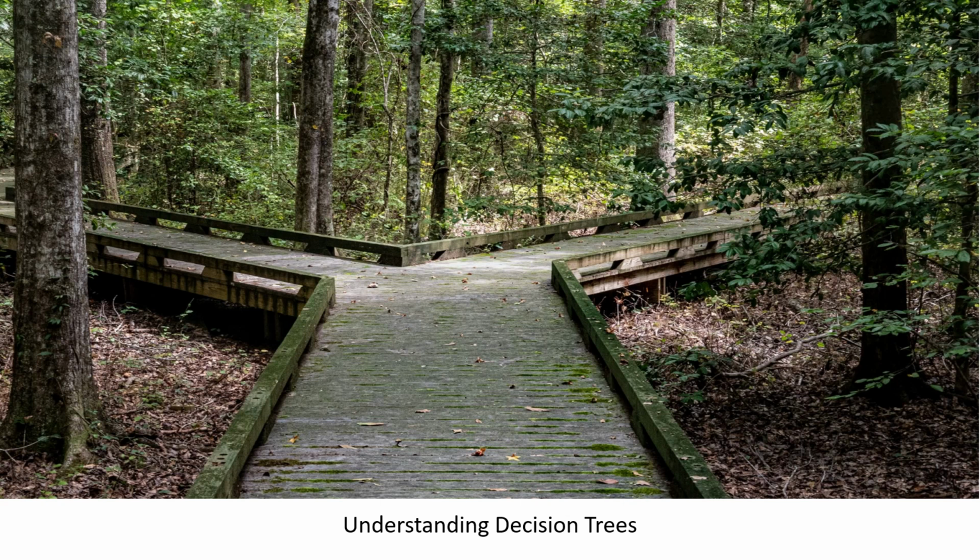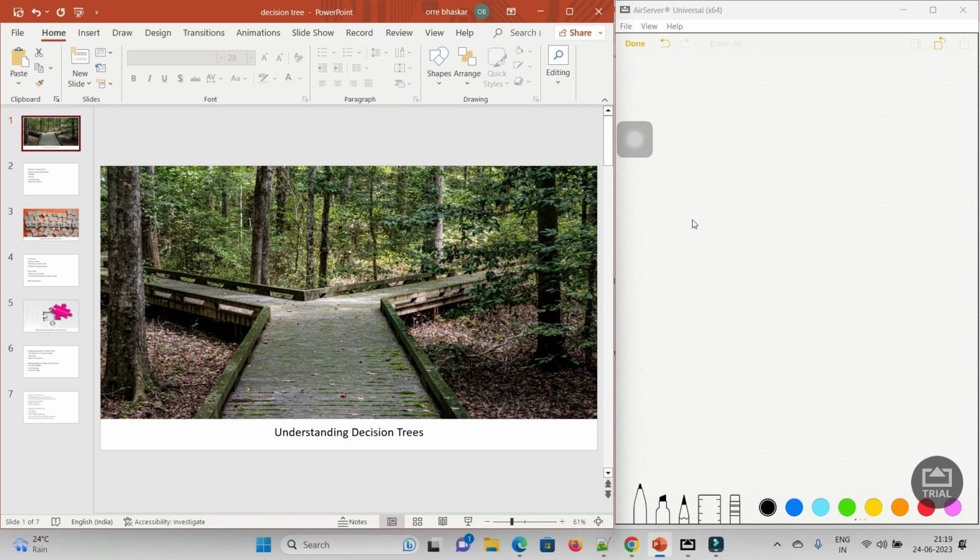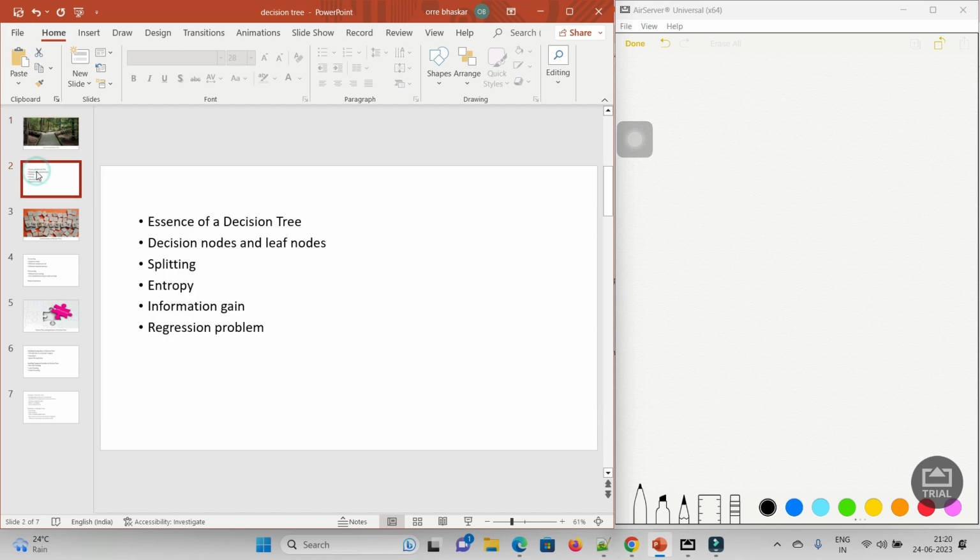Session 1: Understanding decision trees. To begin our journey, we need to grasp the essence of decision trees. Picture a magnificent tree with its branches representing decisions and its leaves containing the outcomes. That's the essence of a decision tree. So let's take a tree.